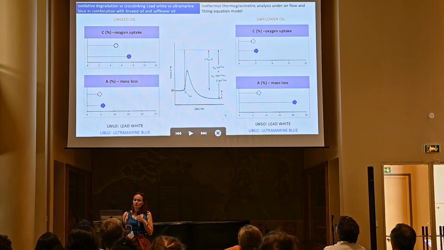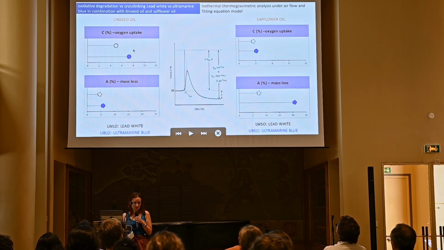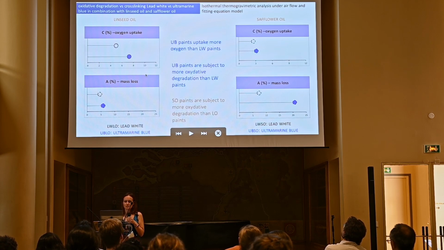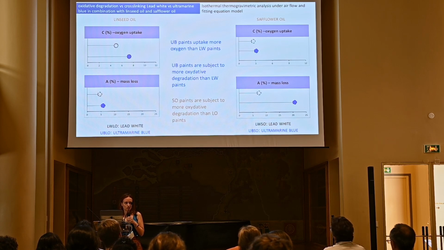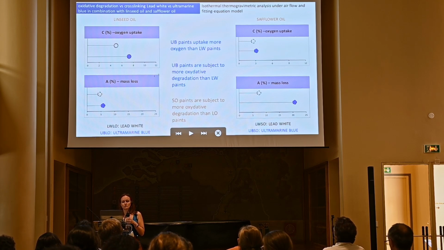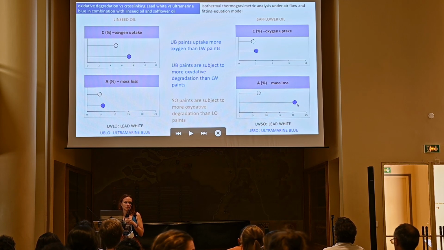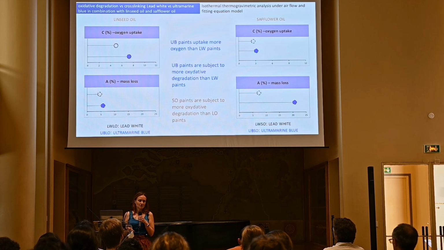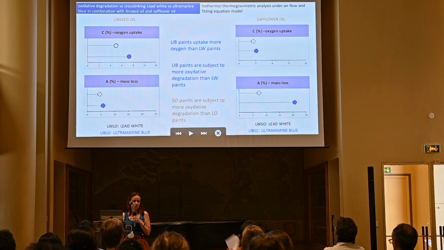Then we look at the amount of oxygen that is taken up by our system, and the amount of mass that is lost. If we compare our systems, you can see that ultramarine blue paints take up more oxygen than those based on lead white. There is a higher mass increase. Also, ultramarine blue is subject to more oxidative degradation, and this is especially true when safflower oil is concerned. So we have a higher mass loss, more oxidative degradation, with safflower oil.